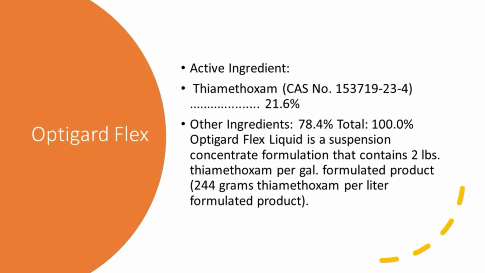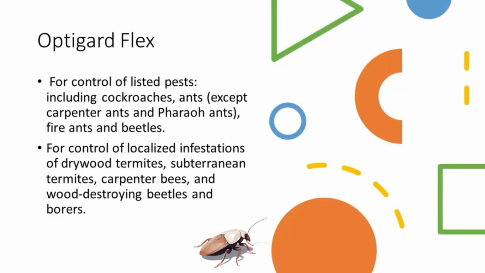Optigard Flex Liquid is a suspension concentrate formulation that contains 2 pounds thiamethoxam per gallon formulated product, 244 grams thiamethoxam per liter formulated product. Optigard Flex is for control of listed pests including cockroaches, ants, except carpenter ants and pharaoh ants, fire ants and beetles, and for control of localized infestations of drywood termites, subterranean termites, carpenter bees, and wood-destroying beetles and borers.